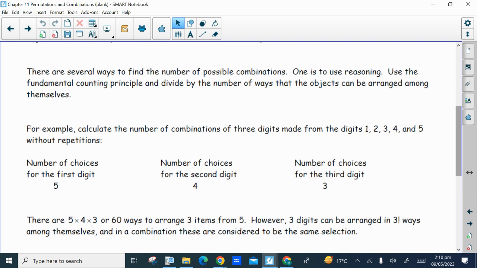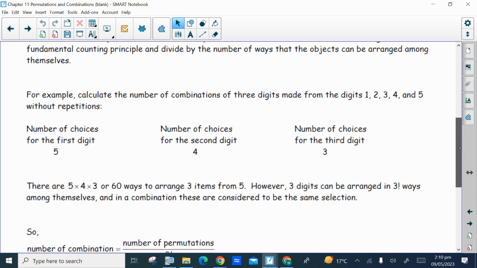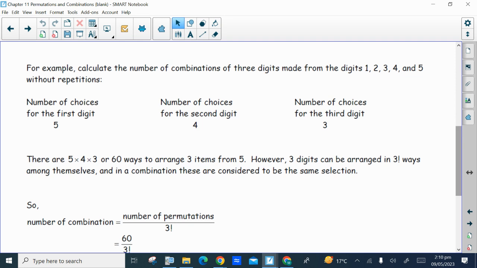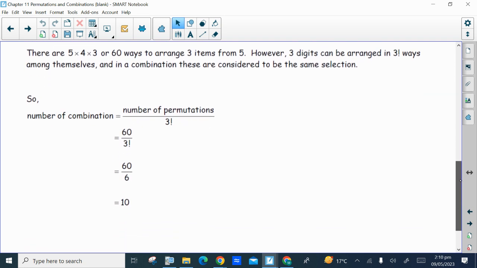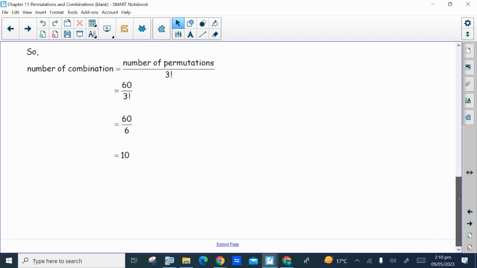For example, to calculate the number of combinations of 3 digits made from the digits 1, 2, 3, 4, and 5 without repetition, there would be 5 choices for the first, 4 for the second, and 3 for the third, which gives us 60 ways to arrange 3 items from 5. However, the 3 digits can be arranged in 3 factorial ways amongst themselves, so we divide by 3 factorial. That would be one way to do it. So this would allow you to still use the fundamental counting principle, and that would give you 10 different combinations.